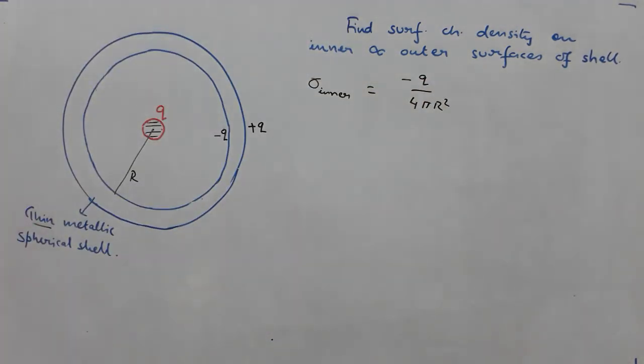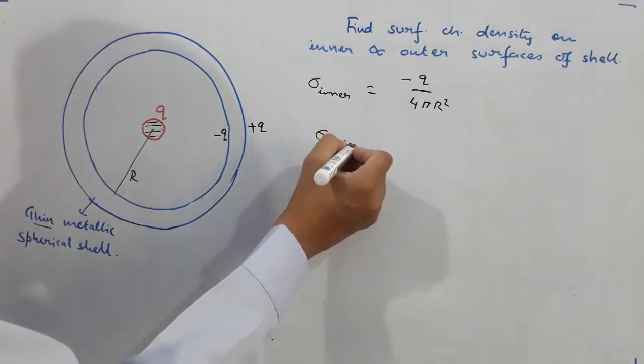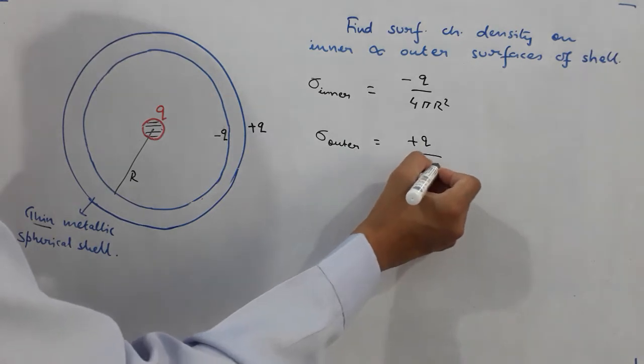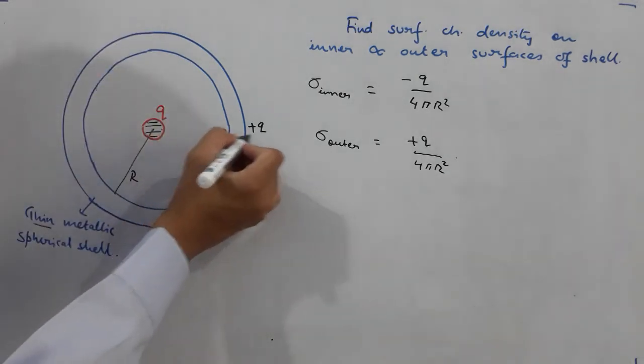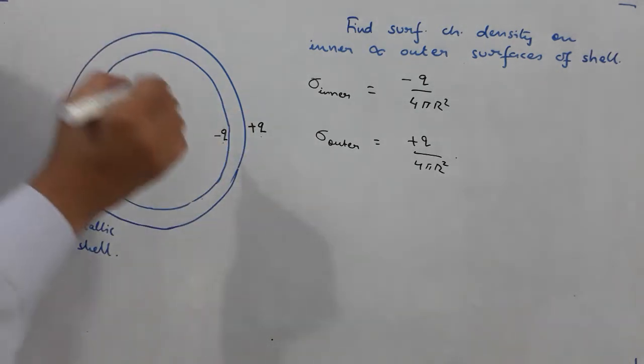Is it clear, students? Likewise, can you tell me what should be sigma outer? Sigma on the outer surface will be plus Q upon 4 pi R square. Now this is the answer. I would like to discuss a bit more. How did we get these values minus Q and plus Q? This we can prove using Gauss law.